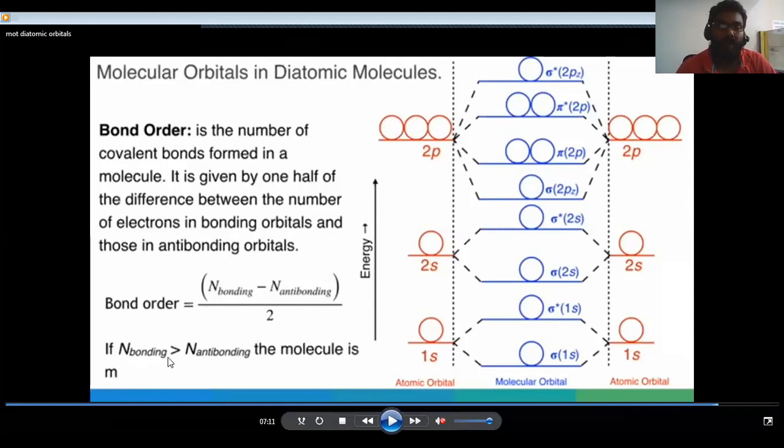If the number of bonding electrons is greater than the number of anti-bonding electrons, what happens? The molecule is more stable. If there are more electrons in the bonding orbitals, it is more stable. That is the important thing about molecular orbitals. This is very important for the bonding orbitals, right?